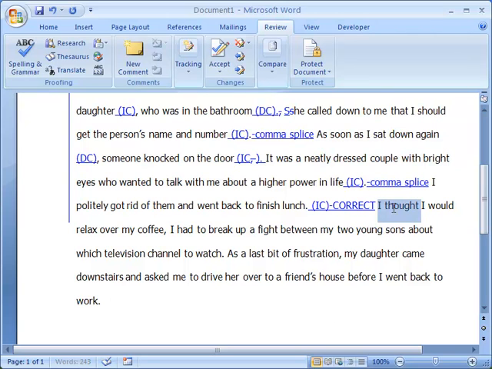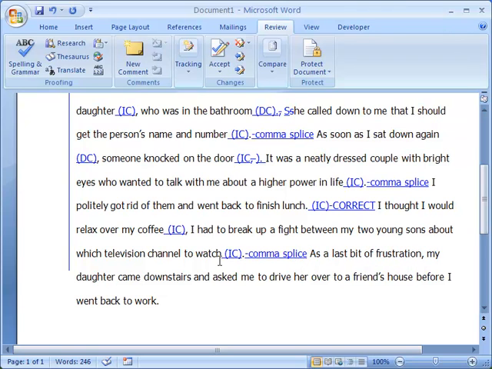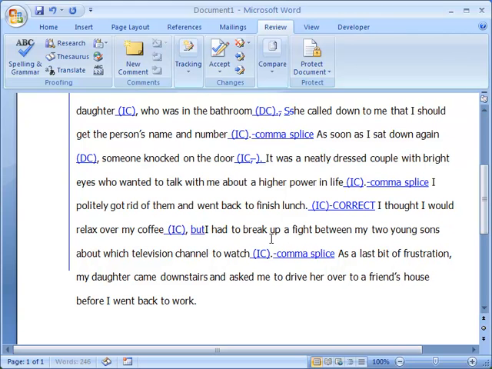The next sentence reads, I thought I would relax over my coffee. I had to break up a fight between my two young sons about which television channel to watch. Here I have two ideas. The first one ends at coffee and is an independent clause. The second idea runs the rest of the sentence, and it's also an independent clause. Since I have independent clause, comma, independent clause, I have a comma splice, and I need to combine my two sentences here somehow. Since I already have a comma, I'm going to just go ahead and add a fanboy after that comma, and but fits the best here. Now I have a correct sentence.